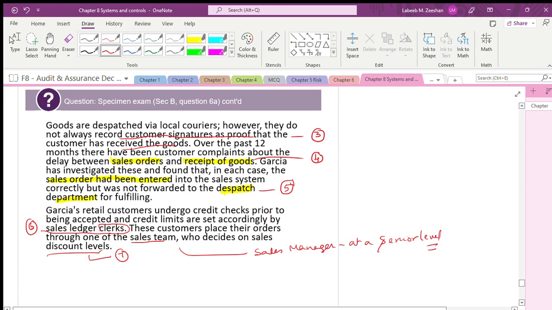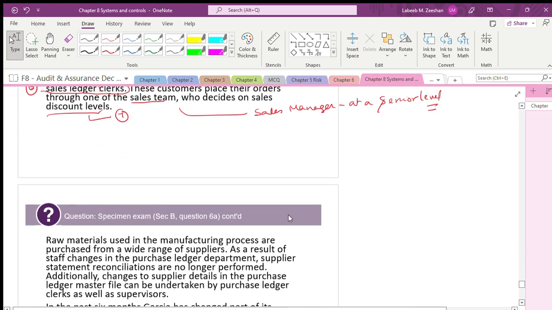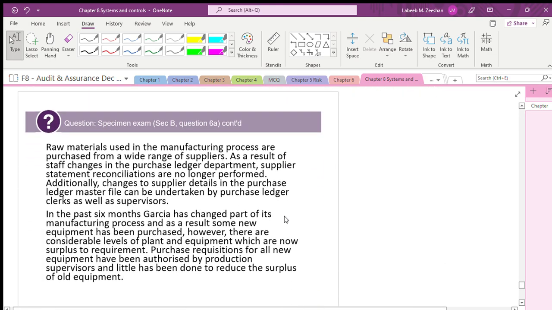Is that 7 broader points? Is it right? Don't worry about it.